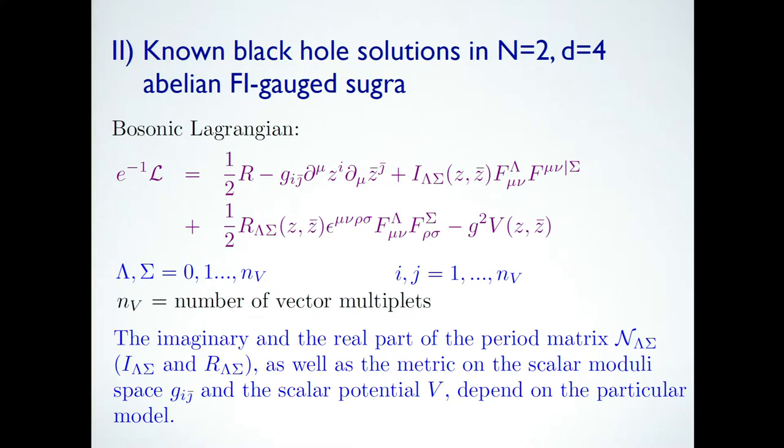So what are the known black hole solutions in N equals 2 Abelian FI gauged supergravity in four dimensions? The bosonic Lagrangian is this. The z's are the complex scalar fields that parameterize a special Kähler manifold. The F's are the gauge fields. There's a theta term, and they couple to the scalars. And then in gauged supergravity, you also have a potential for the scalar fields. Here the capital Greek indices go from 0 to n_V, which is the number of vector multiplets. So this is a theory of gravity coupled only to vector multiplets, and the indices i, j, and so on go from 1 to n_V.